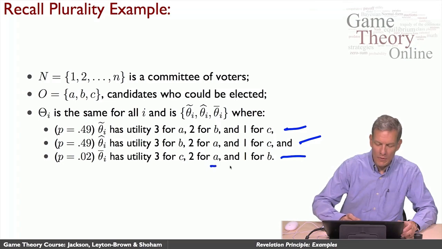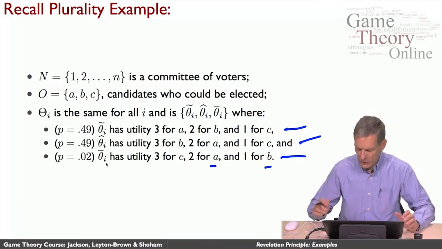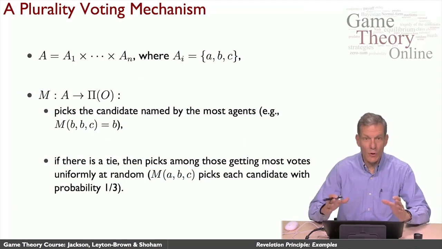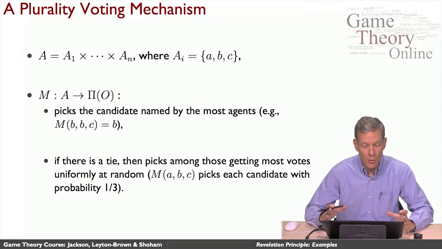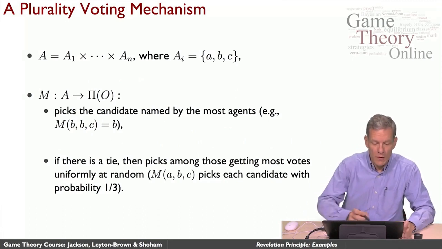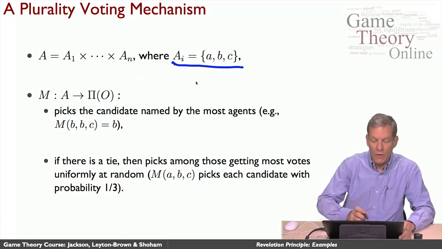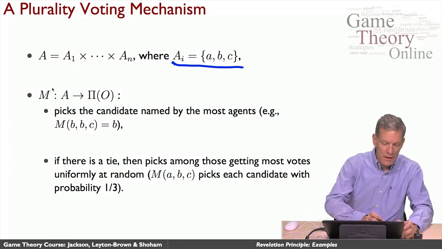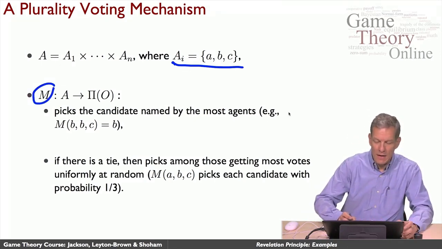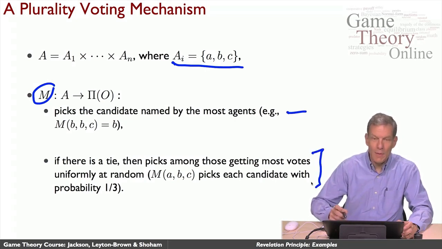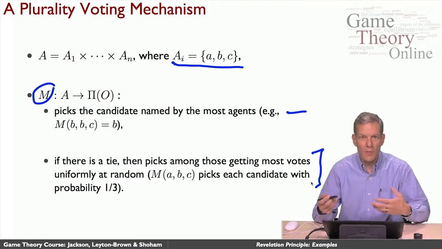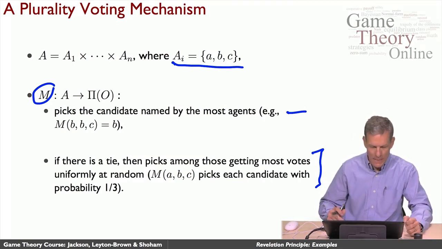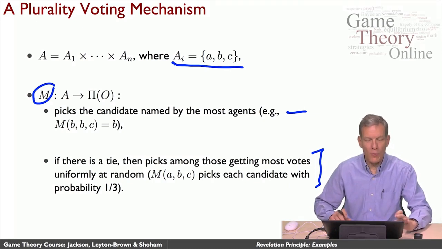The C types favored A over B. They're a small part of the population. So remember, that was our example. And we looked at an indirect mechanism, the plurality voting mechanism, where the actions were reports of a candidate. You just declared which candidate you wanted to vote for, and then the mechanism picked the candidate named by the most agents, or in cases where there was a tie among people getting the most votes, it would pick randomly among those with a uniform probability. Okay, so that was the plurality mechanism.